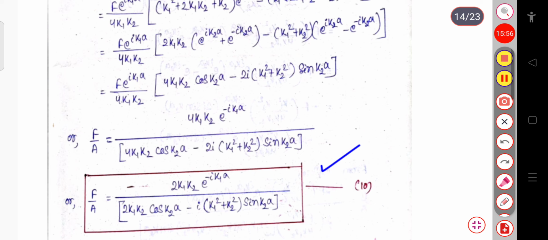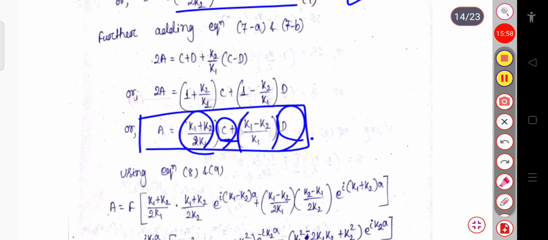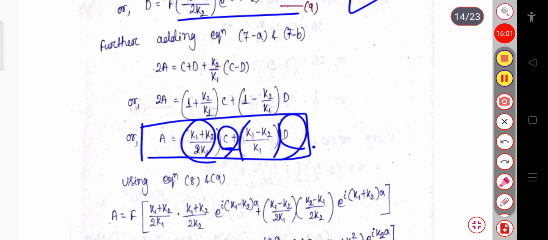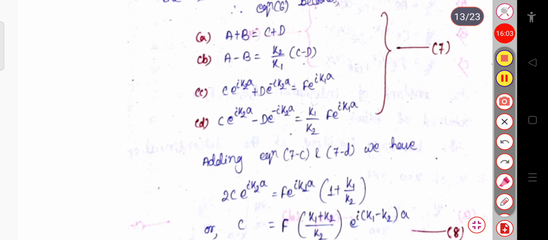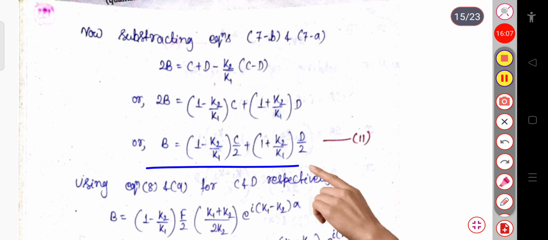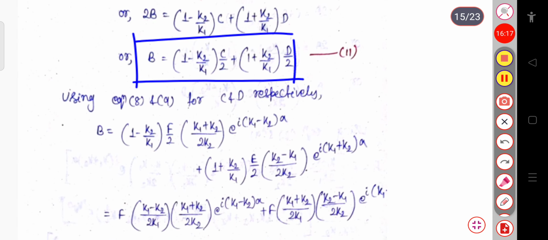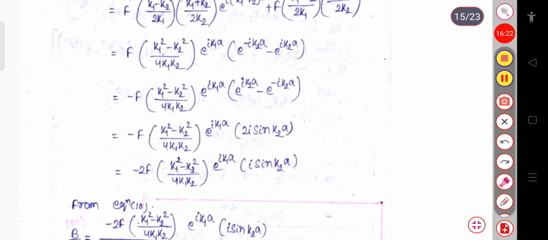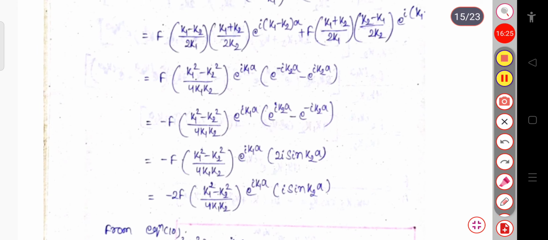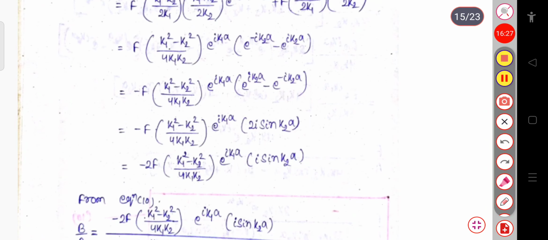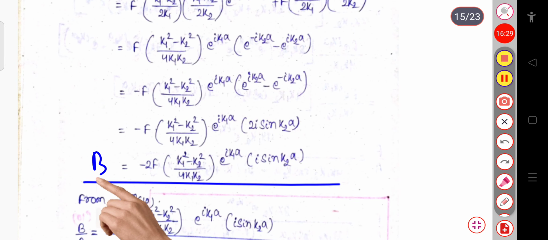And now similarly, if you subtract the equation 7b from 7a, then you will get B equal to (1 minus k2 by k1) C by 2 plus (1 plus k2 by k1) into D by 2. Okay, now also you will substitute the value of C and D in this expression. You have to put this value of C and D here. So after substituting these values, you will get the value of B to be equal to this much.